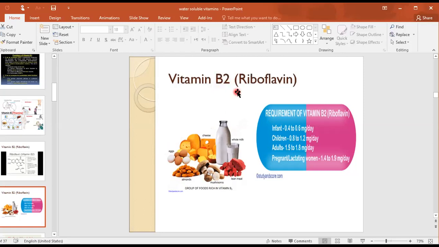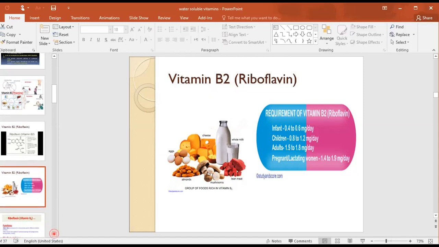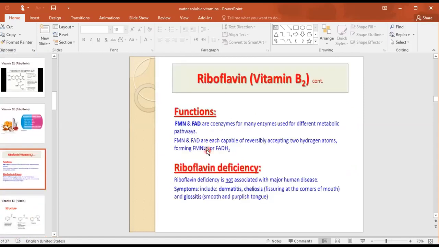All of this is rich in riboflavin or vitamin B2. What about the function of this vitamin? Of course, we said that for vitamin B2 or riboflavin, the most important function is that it's converted to FMN and FAD, which act as coenzymes for many enzymes used for metabolic pathways. FMN and FAD are each capable of reversibly accepting two hydrogen atoms, so they are converted to FMNH2 or FADH2, so we consider them hydrogen carriers. Both act as hydrogen carriers in many types of chemical reactions and in many metabolic pathways.